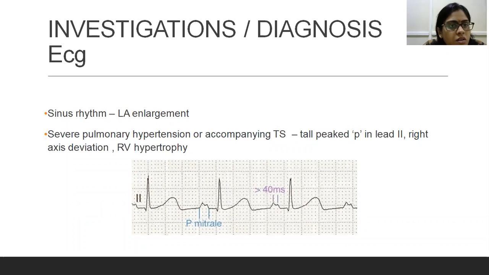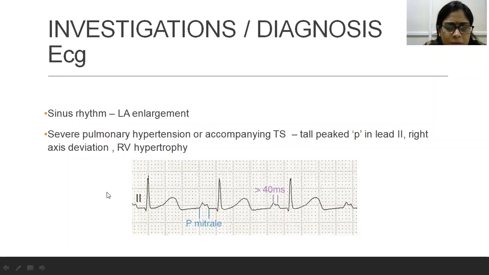In sinus rhythm, the patient will have features of left atrial enlargement. This is seen in the form of P mitral. The width of your P wave, seen most clearly in lead 2, will be greater than 40 milliseconds or more than 3 small squares, and your P wave, instead of being a smooth wave, will have a notch at the peak. So this is called P mitral. This is a feature of left atrial enlargement.